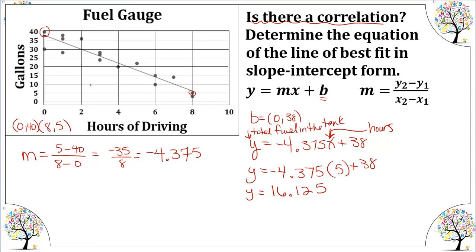And one of the questions is, is there a correlation? And yes, there's a correlation between hours of driving and gallons of fuel in your tank. As hours of driving increase, the gallons decrease. So this has, and it looks pretty strong to me, a strong negative correlation.